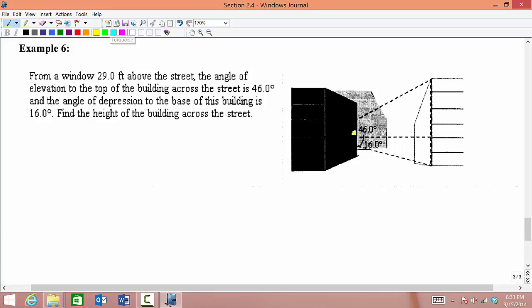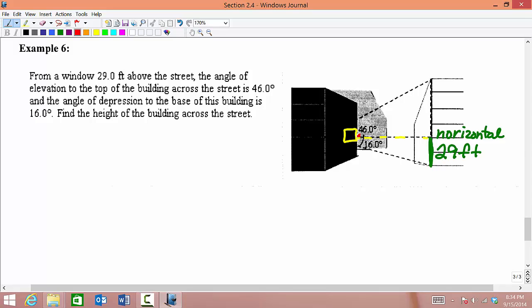So first of all, let's form our perspective. Here is our window, and it's 29 feet above the ground. When I look out my window straight across, this would be what we would call the horizontal. So from the perspective of this window, here we are marked off and given the horizontal. Now we are told that this window is 29 feet above the ground. So from the ground to that horizontal, this would be 29 feet.